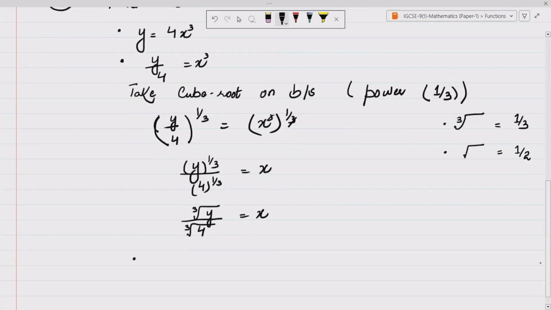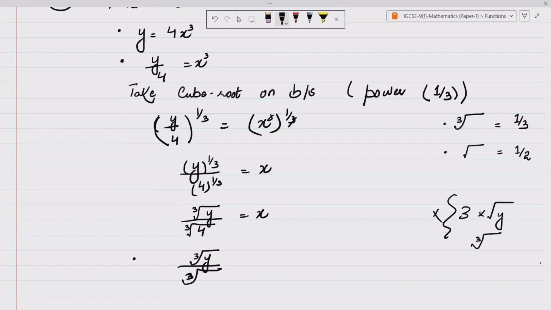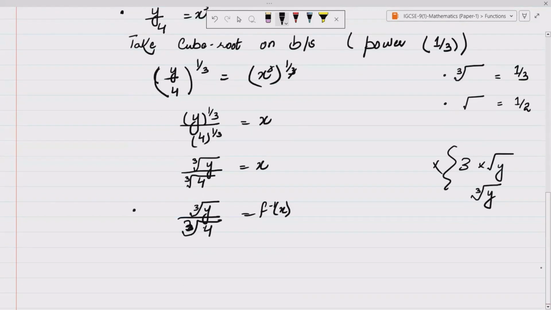Now just the replacement. So this is a small 3, right? Not multiplied with 3. This is wrong. Small 3 above the root and then this thing. So cube root of y upon 4 equals f inverse of x. We replace x with f inverse of x.